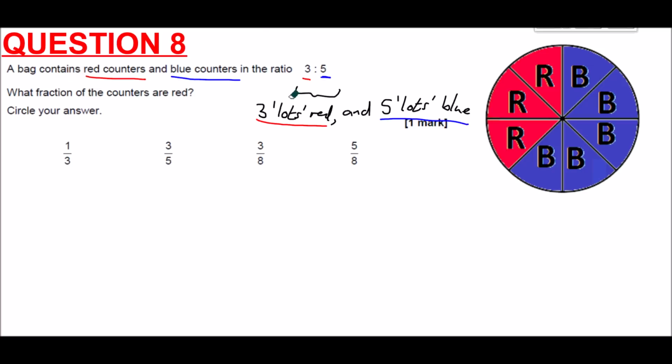The fraction which are red would be 3 bits out of a total of 8, because 3 plus 5 is 8. And so the one we need to circle for question 8 is 3 out of 8. 3/8 of these counters are red.